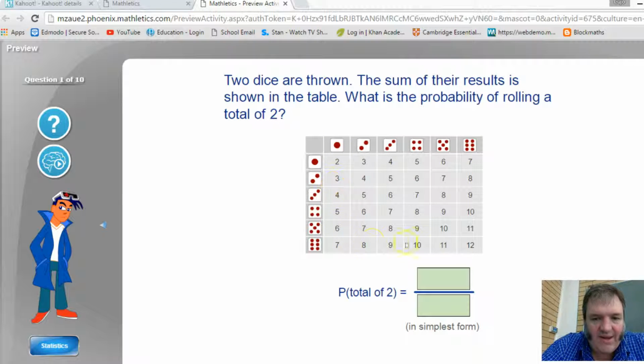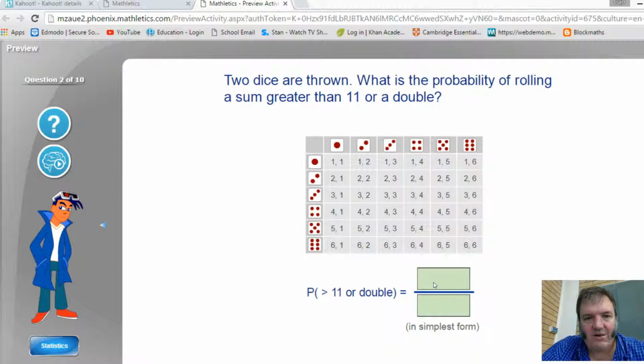So you just look inside that grid and see how many 2s there are. How many can we see? 1. There's only 1 there, isn't there? How many numbers are there in that grid altogether? 36, because we just go 6 times 6 is 36. So the probability for that one is just 1 out of 36.